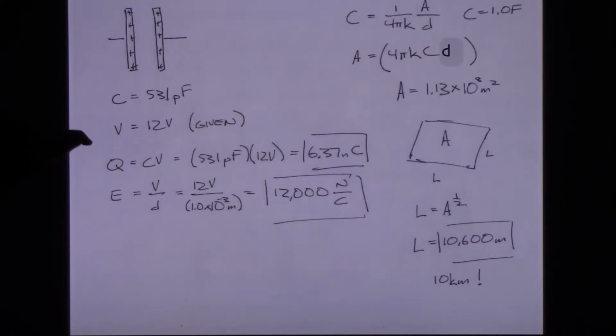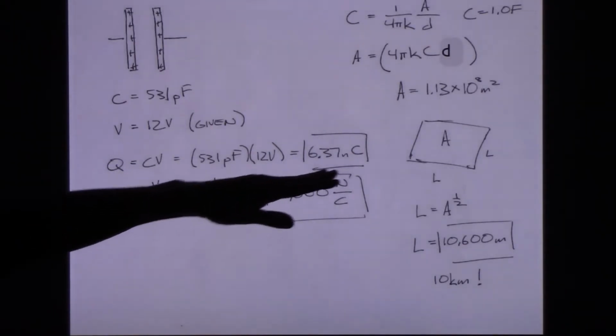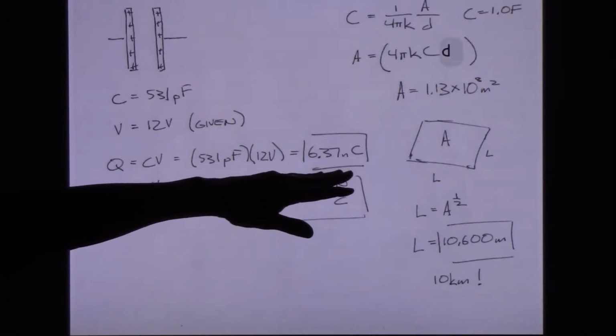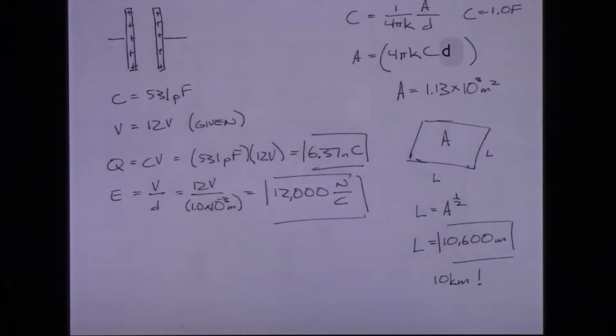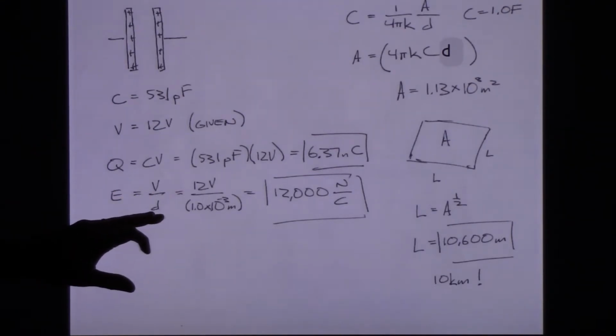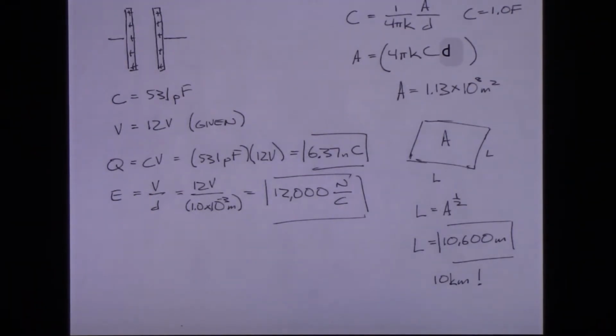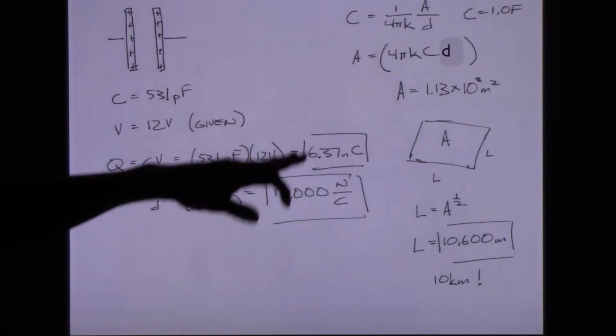Let's see. Q is equal to C times V. So that turned out to be 6.37 nanocoulombs. And then to calculate the electric field between the plates, V over D will do. And that was 12,000 newtons per coulomb. All right, so I think we got everything calculated here that they asked.